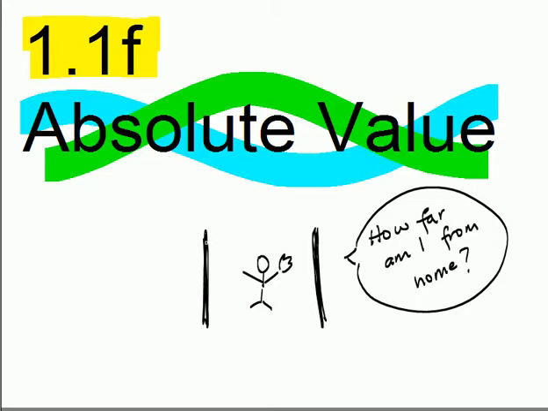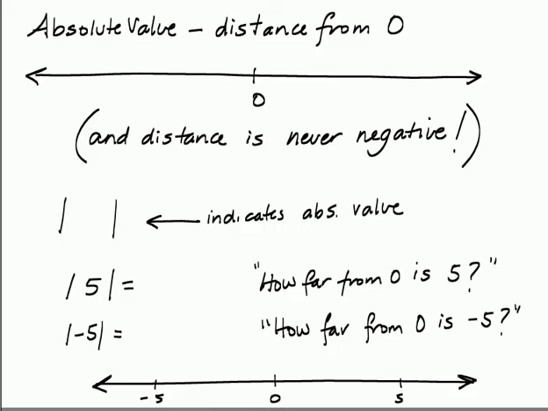So the symbol for absolute value is these two straight lines, and then you're going to see something or somebody inside, and they're asking, how far am I away from home? How far am I away from zero? Okay, so let's take a look at this. Again, absolute value means the distance from zero. So there's zero on our number line. You can go to the left or you can go to the right, but it doesn't matter with distance. Distance doesn't care which direction you've gone in. It just wants to know how far you've gone.